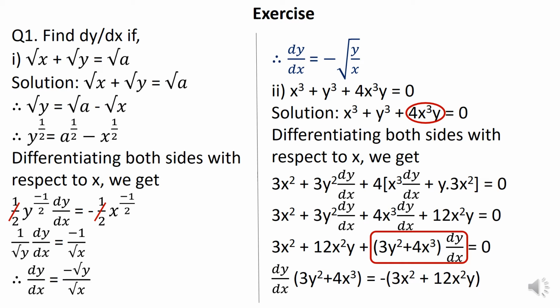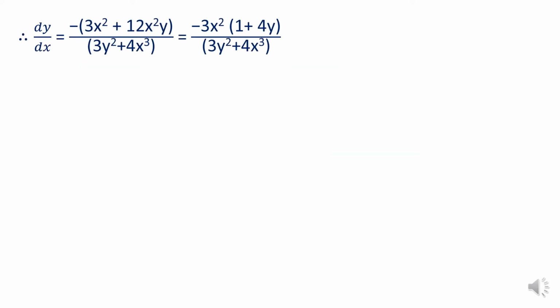Now in the next step, the dy by dx containing terms are written on one side. And the remaining terms which do not contain dy by dx are taken to the other side. Again, this is going to be a common step for all the sums. So what have we got over here? We have got dy by dx on one side and the remaining terms you have taken on the other side. We see that in the numerator minus 3x square is common to both the terms. So we just take it outside and the remaining term, that is 1 plus 4y, comes inside the bracket. The denominator remains the same.